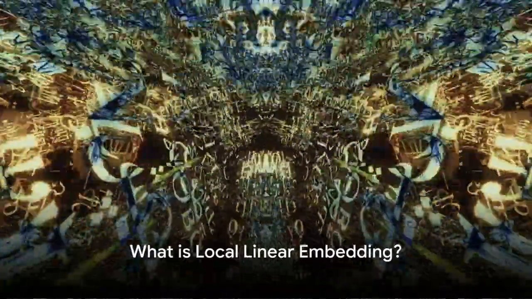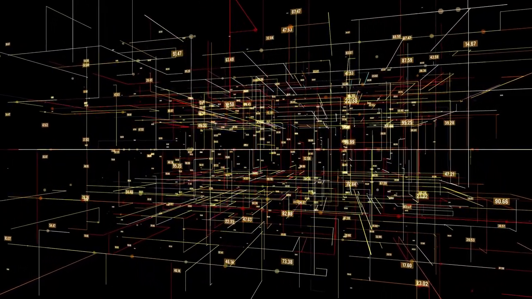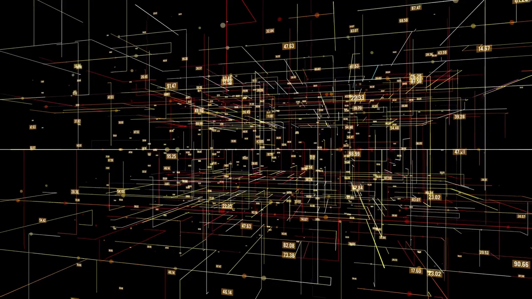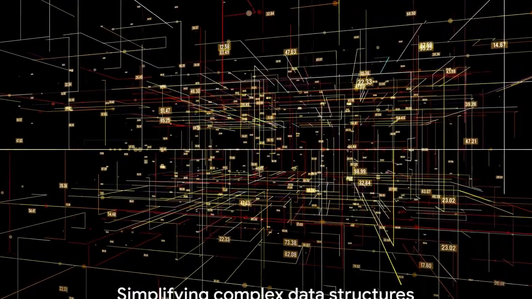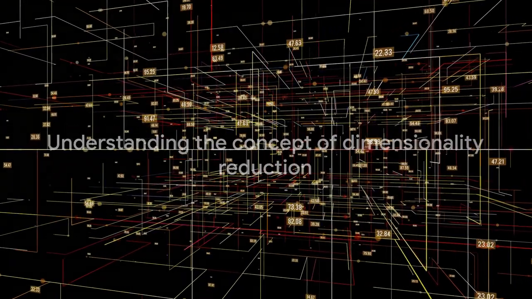In the simplest of terms, local linear embedding is a method for reducing the dimensionality of data. It's a manifold learning technique that uses the idea of neighbors in high-dimensional space to calculate a lower-dimensional embedding. Now that might sound like a mouthful, but hold on, in a moment, it will all make sense.